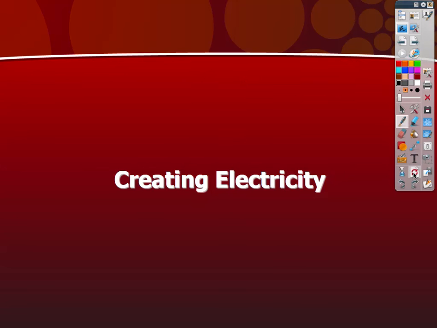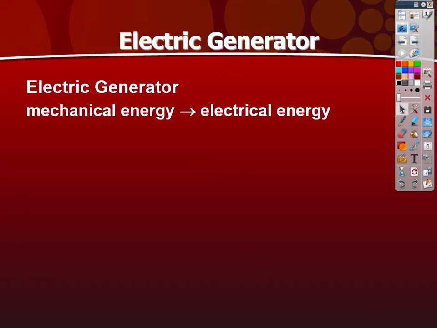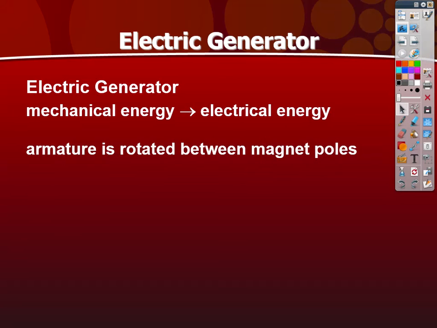Okay. So, how do we create electricity? Well, we can do that with an electric generator. All right. And again, this is going to be the opposite, mechanical to electrical energy. What you have is this armature. The armature is the center piece, the electromagnet that's between these magnetic poles.